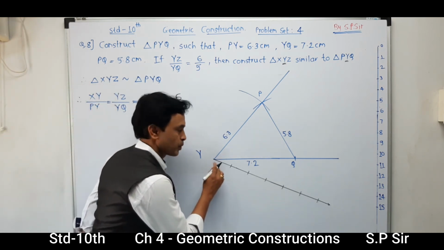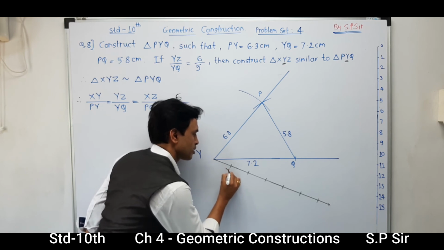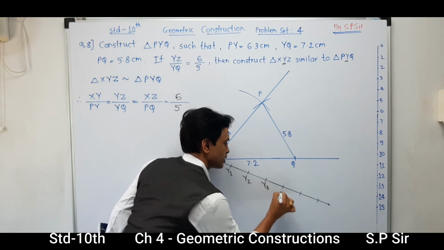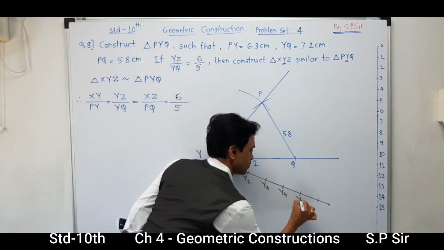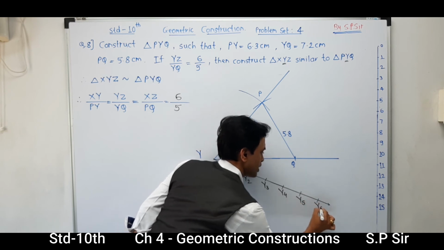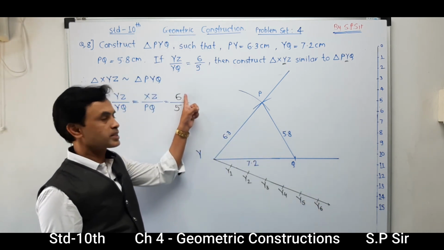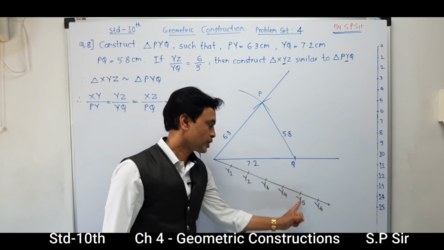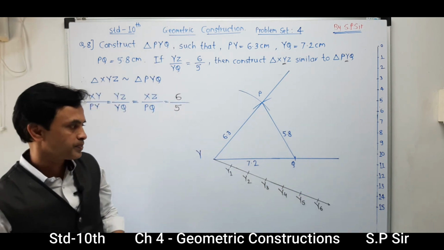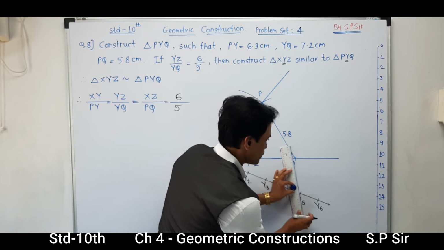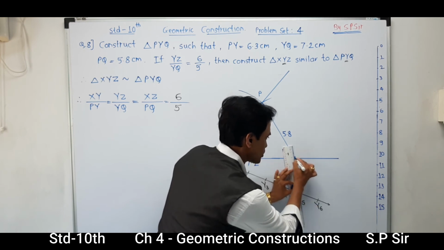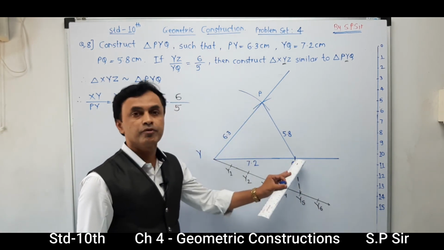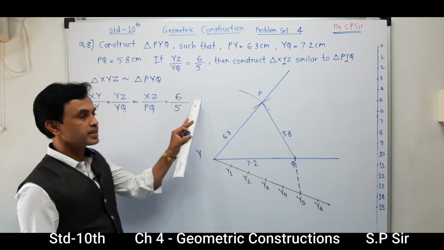As it starts from point Y, I am going to indicate these as Y1, Y2, Y3, Y4, Y5 and Y6. Remember, your 5th and 6th positions are most important. As YQ is 5 times, I am going to join Y5 with Q. The joining portion is like this. If it gets connected with the 5th point, then YZ is 6 times.